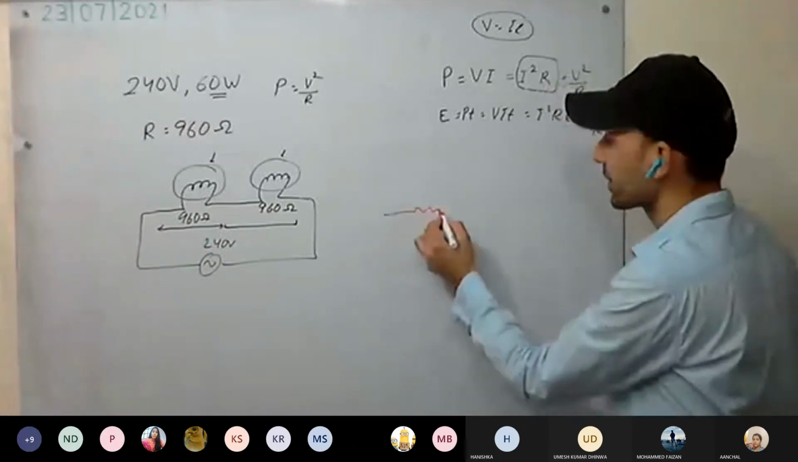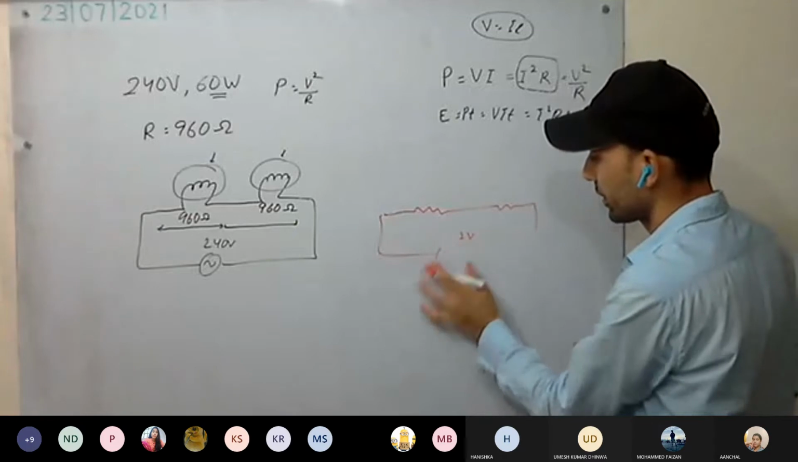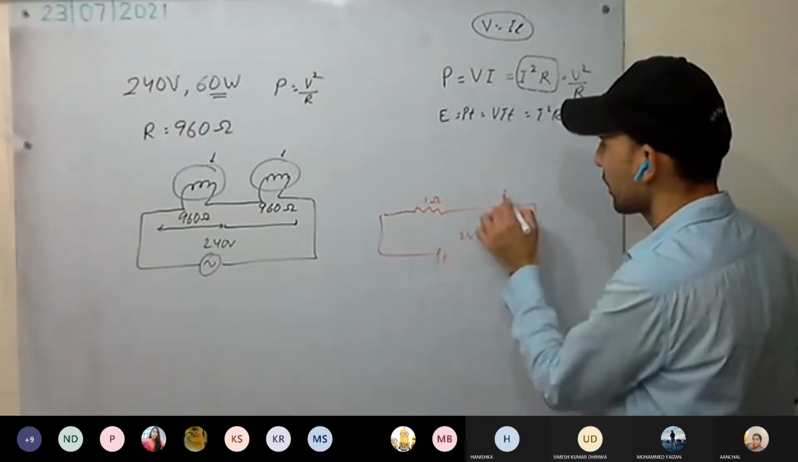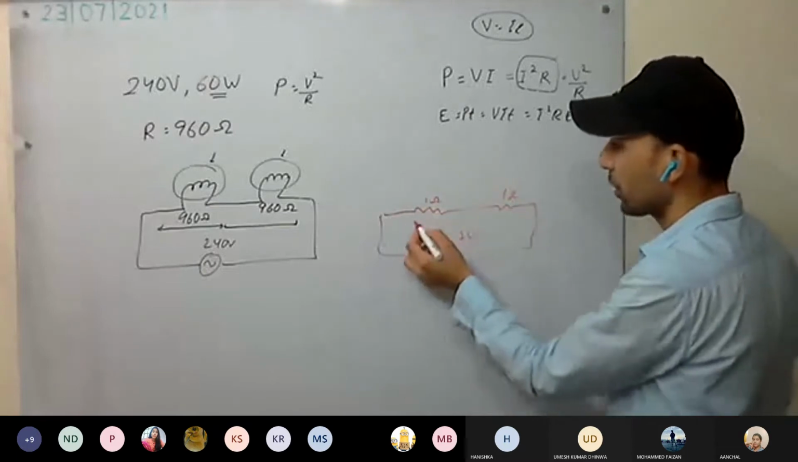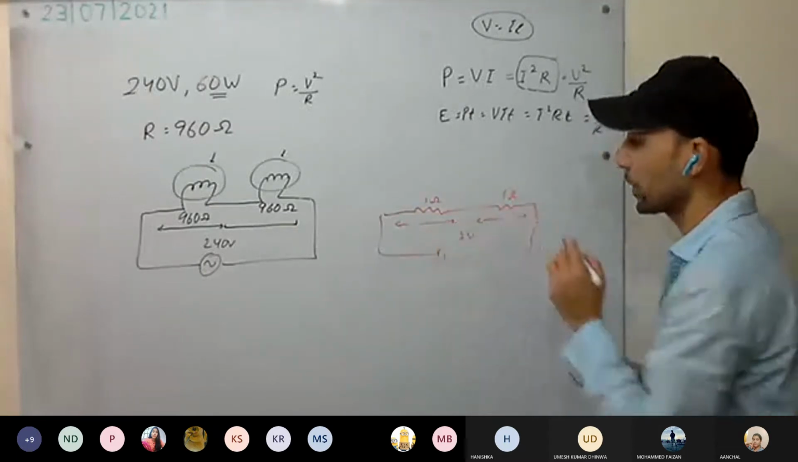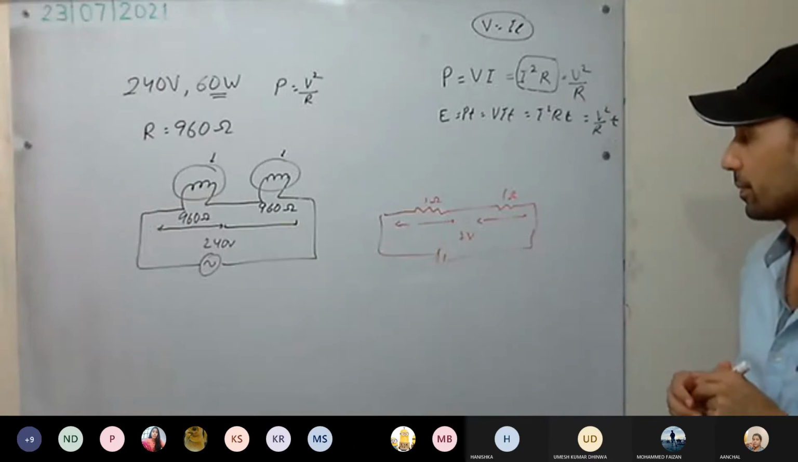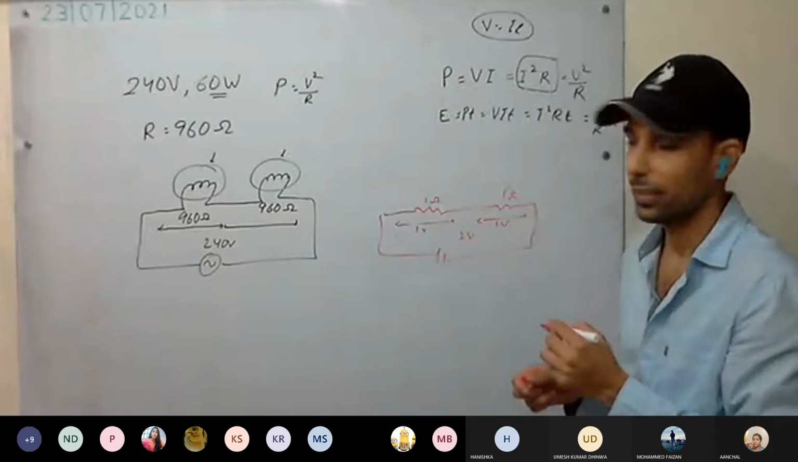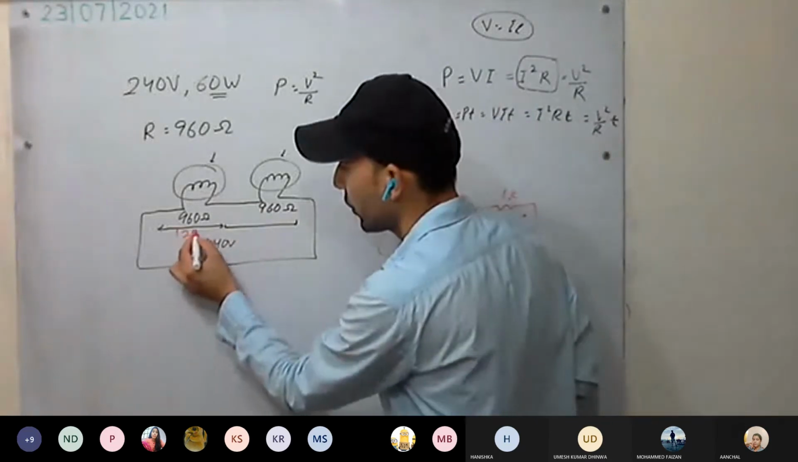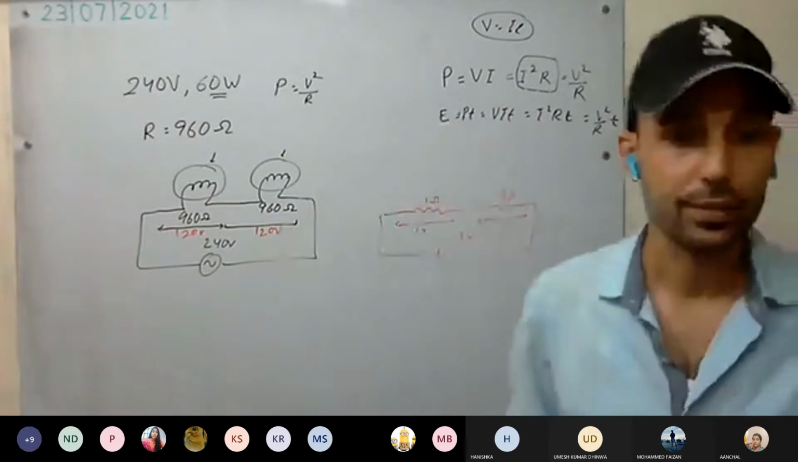Okay, same resistance. If it is 1 ohm, 1 ohm, or take any 5 ohm, 5 ohm, 10 ohm, 10 ohm, what will be the potential drop across first? What will be the potential drop across second? Will it be 1 volt, 1 volt? Will it be 120 volt, 120 volt? Yes or no?